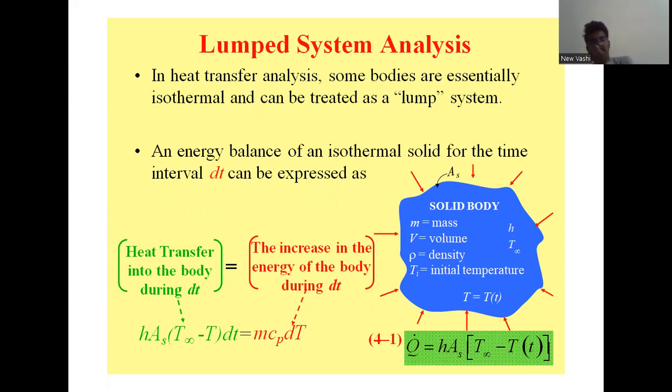An energy balance of an isothermal solid for the time interval dt can be expressed as: heat transfer into the body during dt is equal to the increase in the energy of the body during dt, that is, hA_s (T∞ − T) dt = mC dT, which is Q = hA (T∞ − T).